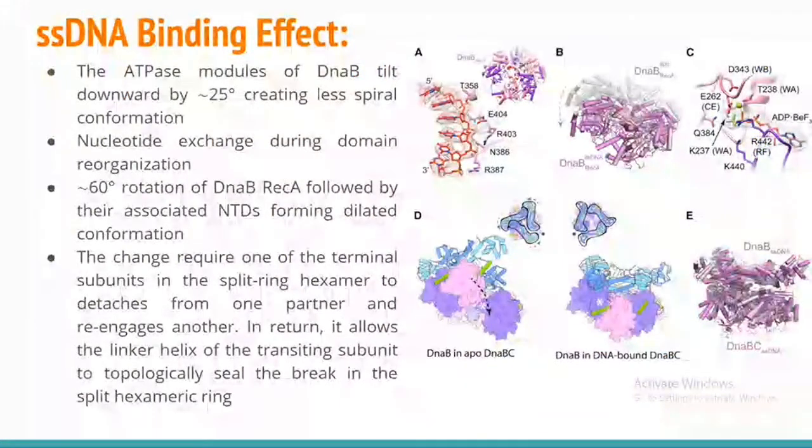First, the ATPase modules of DnaB will tilt downward by 35 degrees, creating a less spiral conformation. Second, the nucleotide exchange during domain reorganization and 60 degrees rotation of the DnaB RecA domains, followed by their associated entities, form the dilated configuration. And last, the chains require one of the terminal subunits in the split ring hexamer to detach from one partner and re-engage with another. In turn, it will allow the linker helix of the transitioning subunit to topologically seal the break in the split hexameric ring.